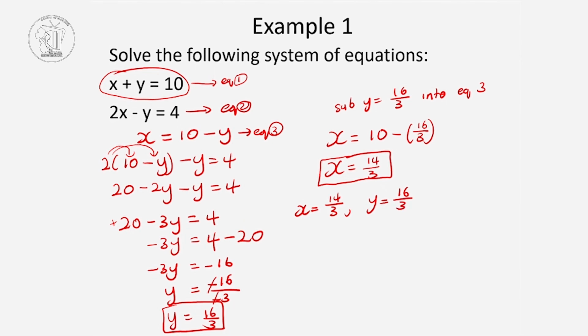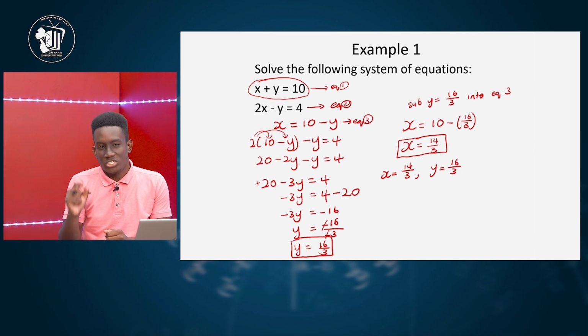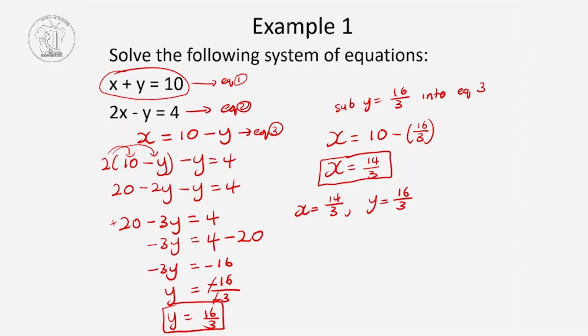Now that we have our answers for x and y, we can put these two answers into either equation 1 or 2 to check to make sure our answer is correct. It's nice to put it into both to make sure that both equations are satisfied. So let's use equation 1. Instead of x plus y is equal to 10, we know x is equal to 14 over 3 plus y, which is 16 over 3, should be equal to 10. The denominators are the same, so 14 plus 16 will give you 30 over 3 is equal to 10. 30 divided by 3 is 10, is equal to 10, so that checks out for equation 1.